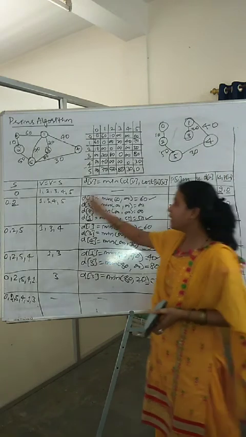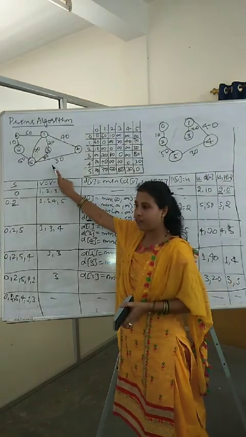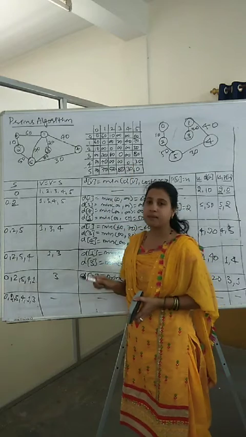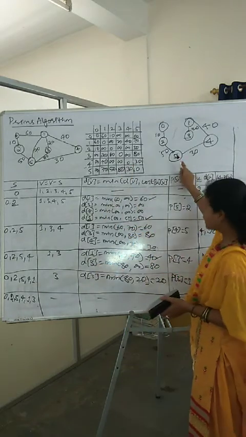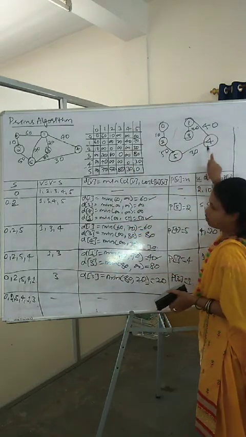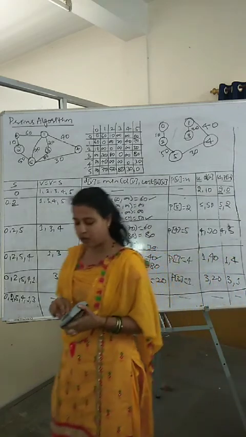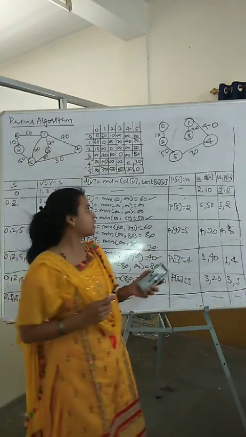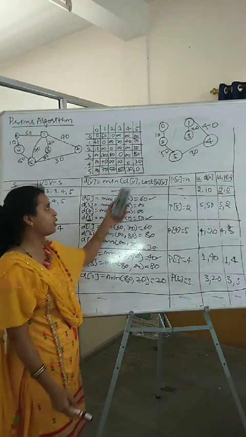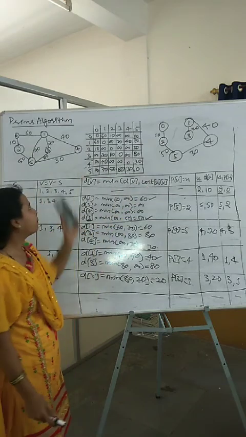So this is your minimum spanning tree. Remember, there will be many spanning trees for the given graph, but the minimum spanning tree is the one which is having less cost. So using Prim's algorithm, just as with Dijkstra's algorithm, we can find out the minimum spanning tree.